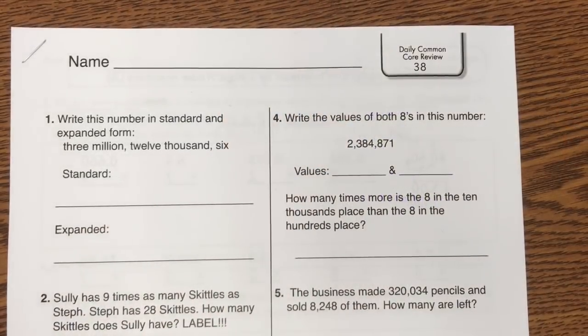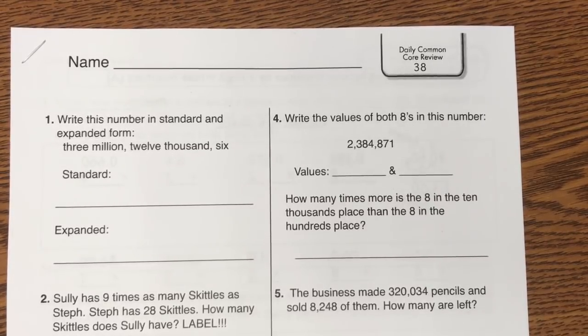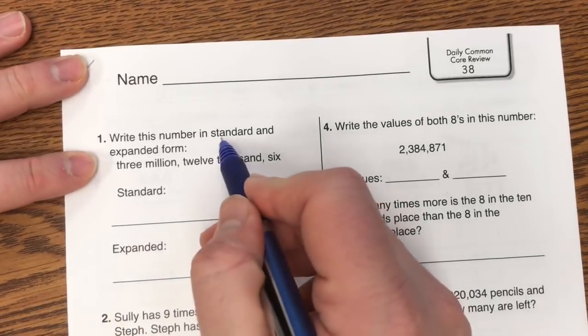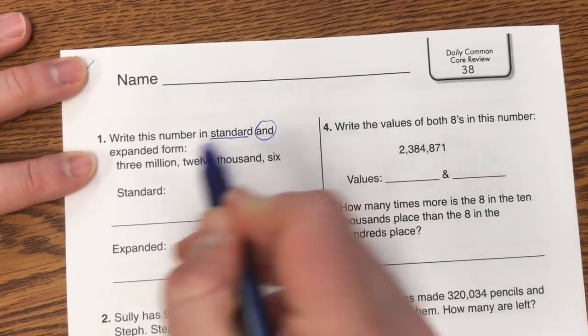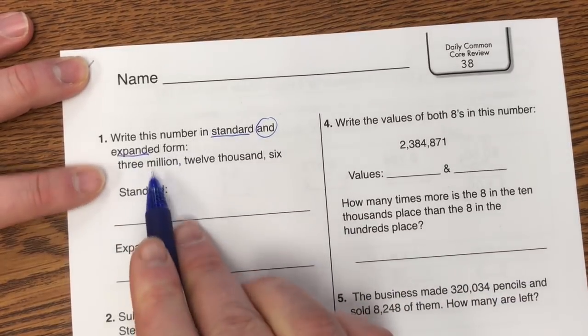So take a look at this with me. Do these few setup things together, and then once you're done with that, then our timer person will set the timer for the 4 minutes for you to work on this before going over to WordWall. All right, so take a look at number 1. Write this number in standard and expanded form. So start off with standard.